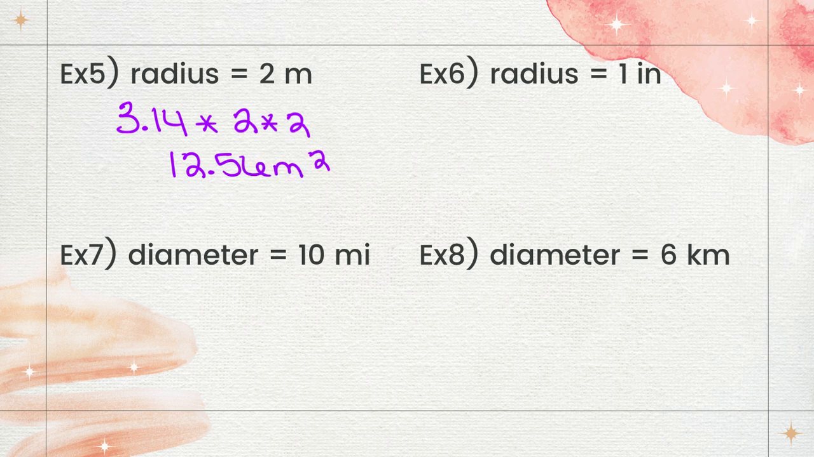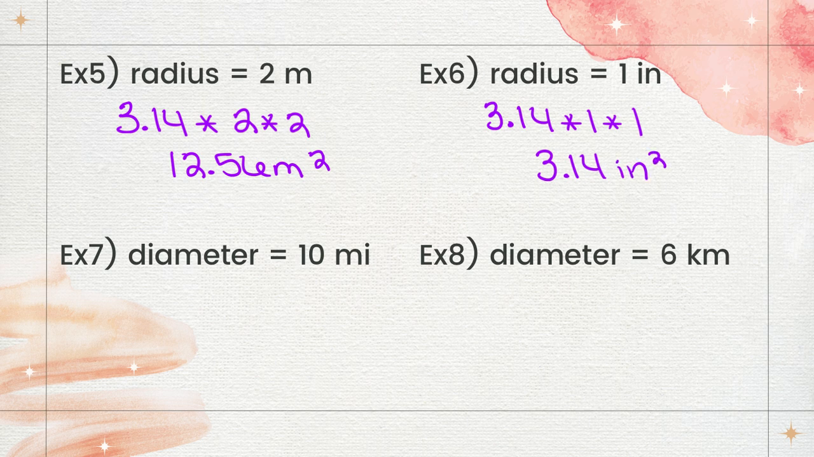All right, example 6. How did you get your answer? Abigail. Number 6, yes, ma'am. 3.14 times 1 times 1. Pick someone to answer. Jason. All right, Miriam. I got 3.14 squared. Very good.